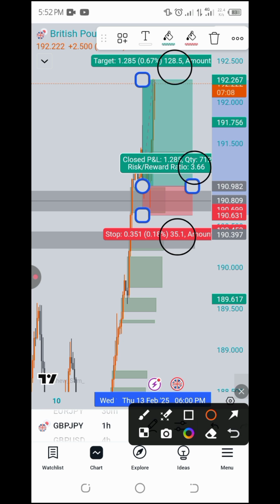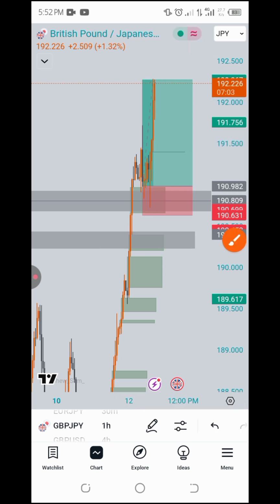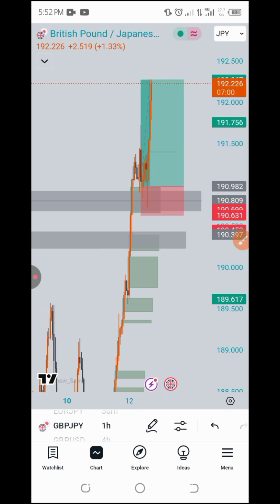So this trade was a risk to reward ratio of 1:3.6. It's almost a 1:4 hour trade. So this was a very good one.